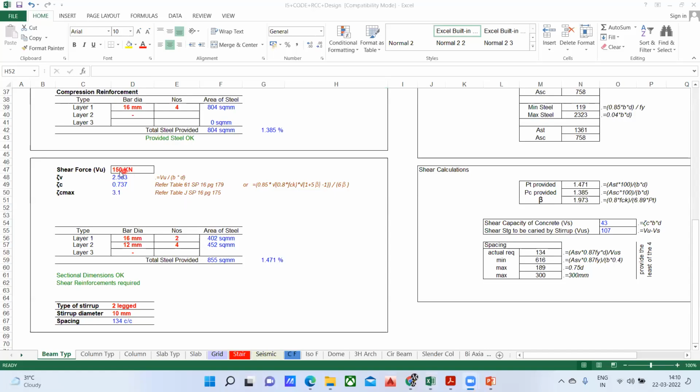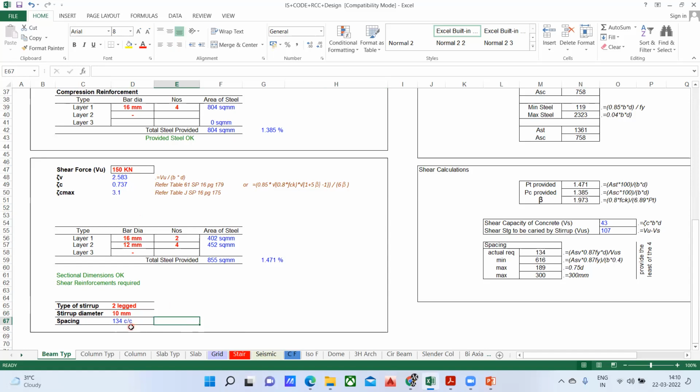Yeah, I've given an input of 150 kilonewton shear force here. By giving a 150 kilonewton shear force, you can see I'm making use of a 2-leg stirrup, and for the stirrup diameter I'll go with the 10 diameter. I can even use an 8 diameter, so we'll go with the 10 diameter only. Okay, you can get it. You are getting the idea. You provide 134 center to center spacing.